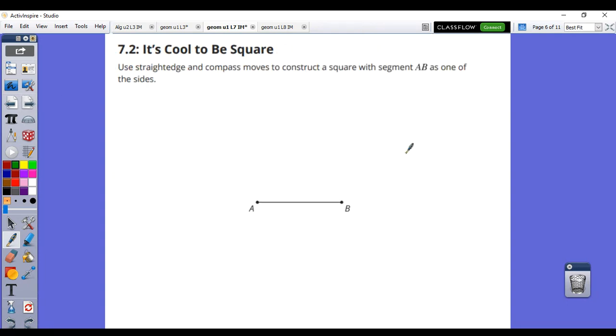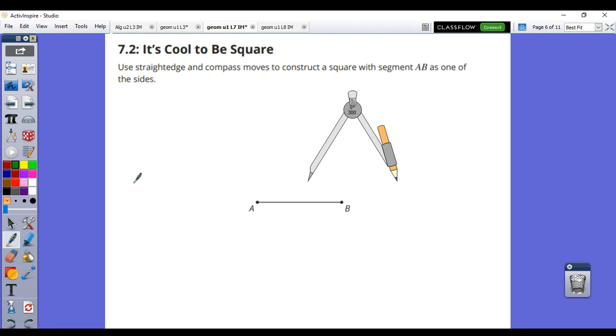So here's our first construction, and I'm just going to go through it the way I would do this one. So I'm going to take a compass and a pencil, and we're going to use the compass to do this. I'm going to walk over to the board. So I want to construct a line that is perpendicular to the segment AB at A and at B, and I want it to be the same length.